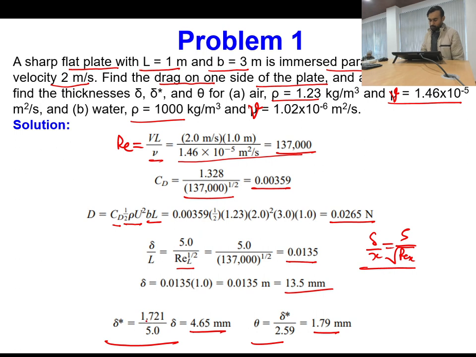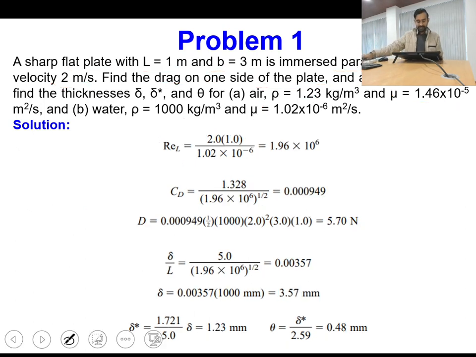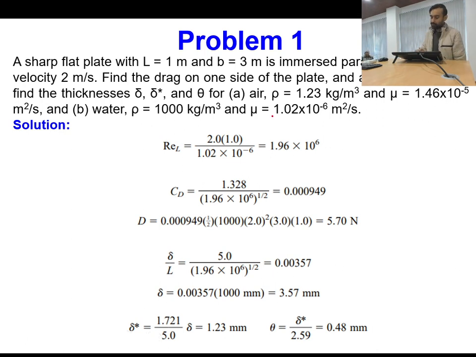Delta star is 1.721 by square root of Reynolds number, and theta is calculated from the shape factor, which is delta star by theta, equal to 2.59. That's why from it we are calculating theta. Is this point clear? So the first part is done. Now we need to do the same analysis by changing the density to water density and viscosity to water viscosity.